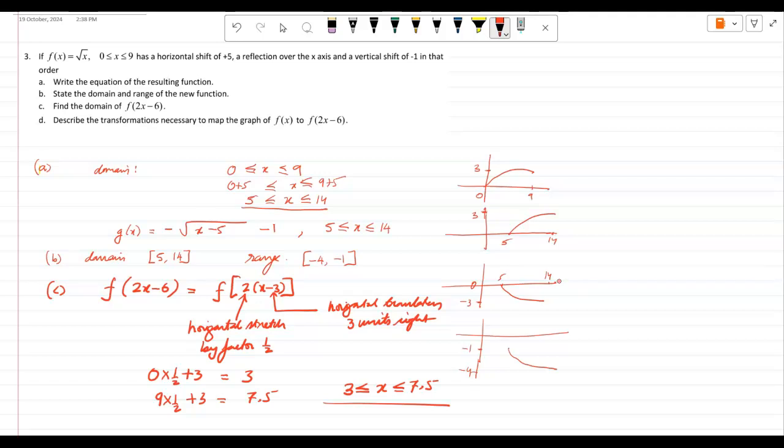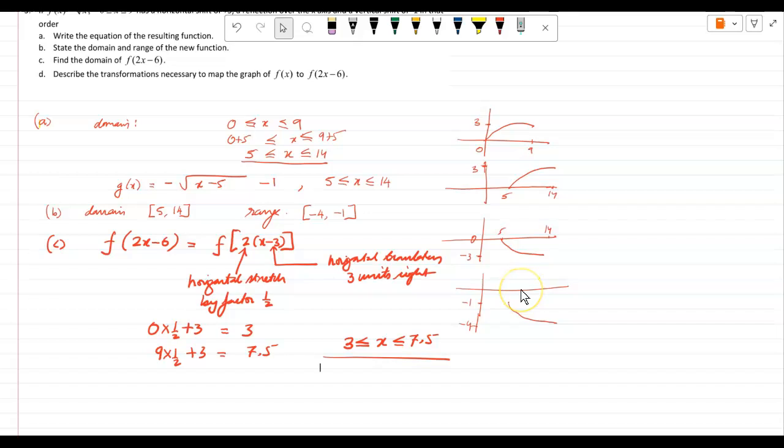You understanding this? This is very, very important. You times it first by 1/2 because of the horizontal stretch by factor 1/2, and the original domain was 0, 9. Then you times that by 1/2, and then you add 3, so you get 3. And then you take the 9, you times that by 1/2 because of the horizontal stretch, and then you add 3 because of the horizontal translation.